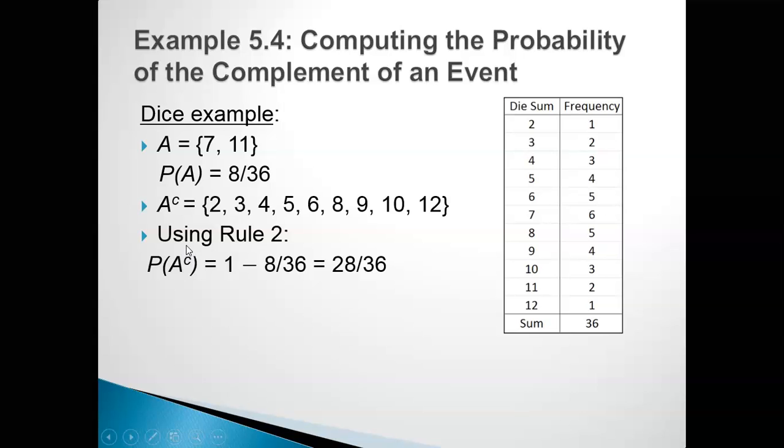So using rule 2, the probability of A raised to C, that is the probability of getting 2, 3, 4, 5, 6, 8, 9, 10, 12, is 1 minus 8 by 36. That is 28 by 36. So this is another rule for computing the complement of an event.